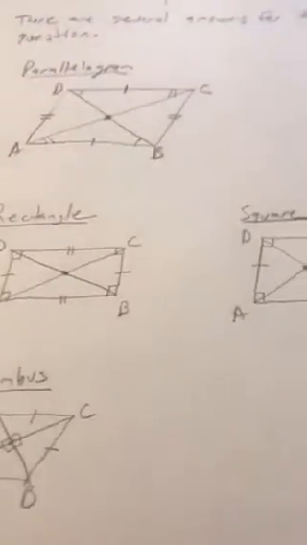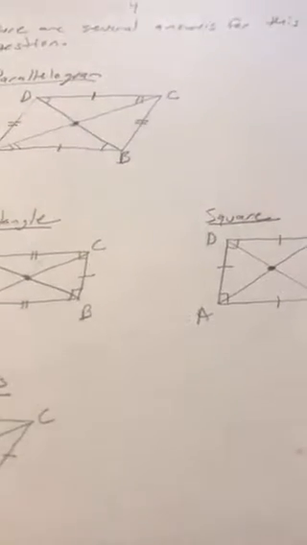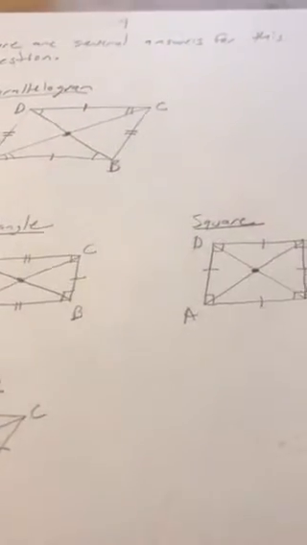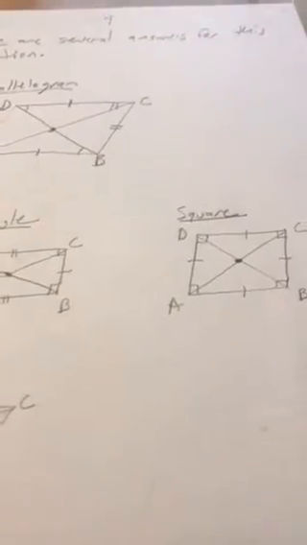I erased here the fact that an isosceles trapezoid does not work. I tested it and it does not work, and that would be one of the problems I added to my set.